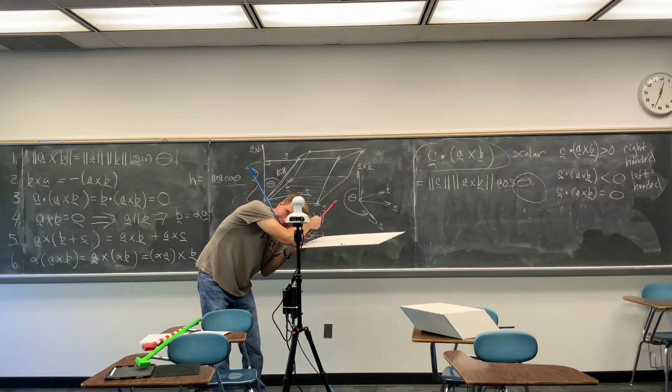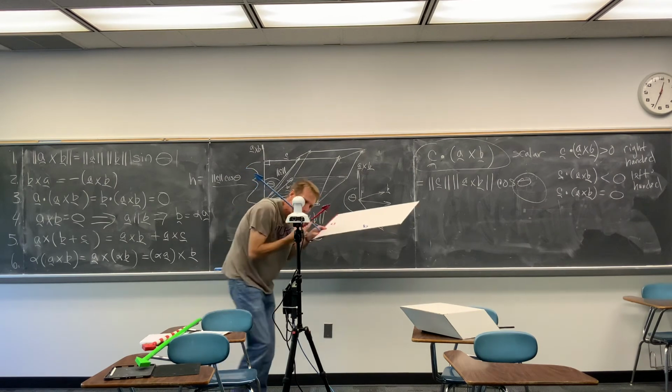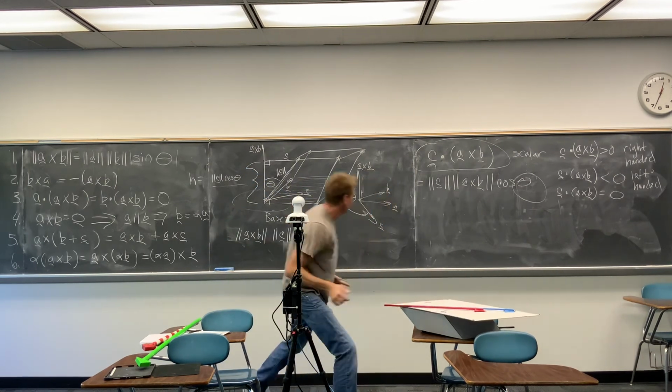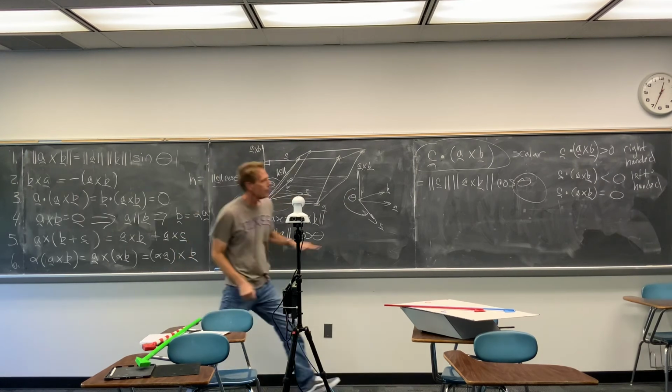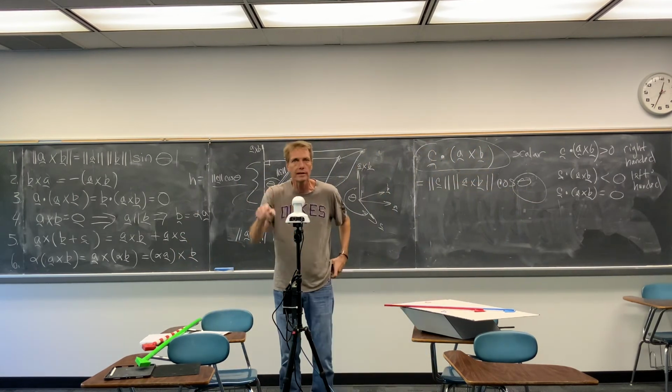All of them, Nick, are you following, man? Nick, are you asleep? Okay, good. They all have to lie in this plane. So if this product is 0, then C lies in the same plane as A cross B.